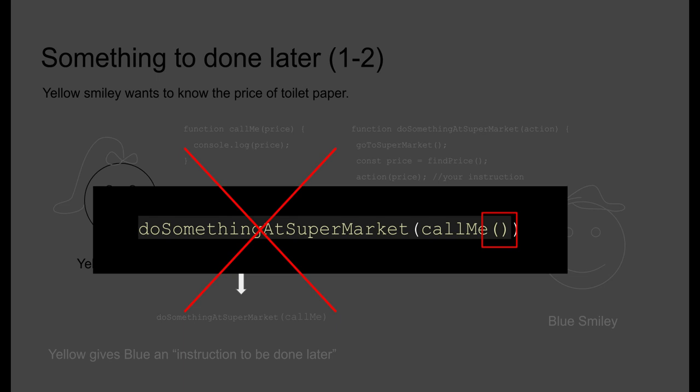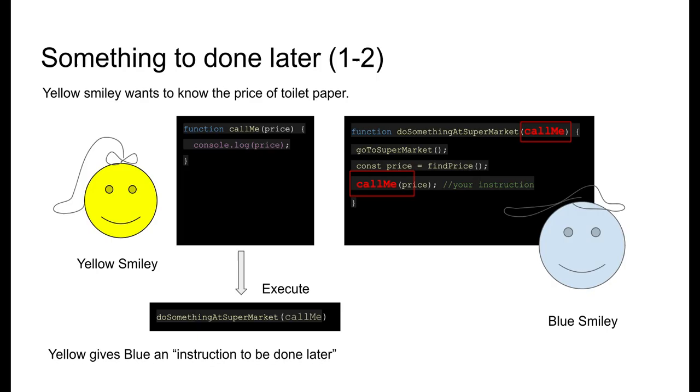Okay, the thing to watch out for is that we only want to pass the name of the function and we don't want to put brackets after call me. If you put brackets after the function, that means you're executing the instruction right now. That means you're already executing call me when you pass it to do something at supermarket. So if you do this, Blue Smiley will no longer be able to perform his instruction later because it's already been executed. So don't do this, just pass call me as it is.